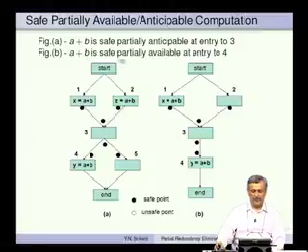in figure B, A plus B is safe partially available at entry to 4. So, all these points are safe. Okay. So, now A plus B is partially available because of this point. So, from this is the first computation of the expression along this path of safety, and all these points are safe from here, this and this, and therefore, it is safe partially available at entry to 4.